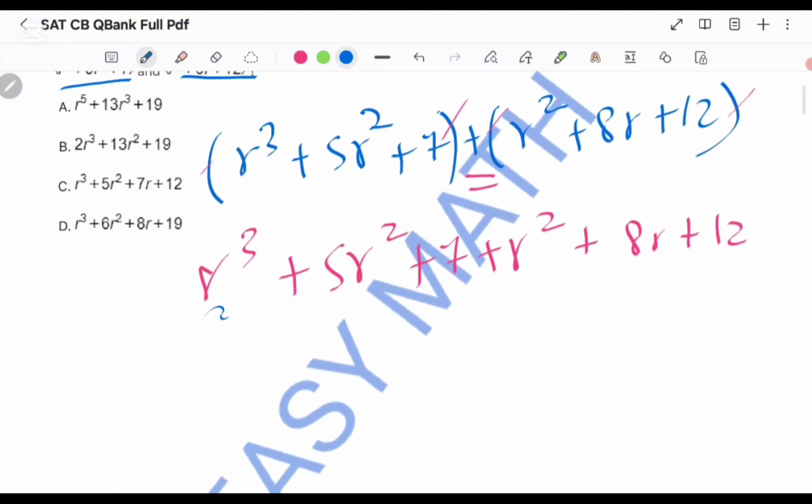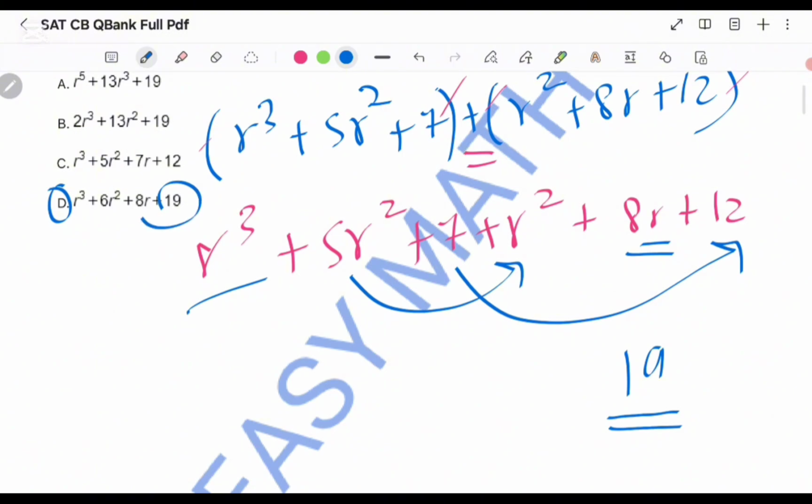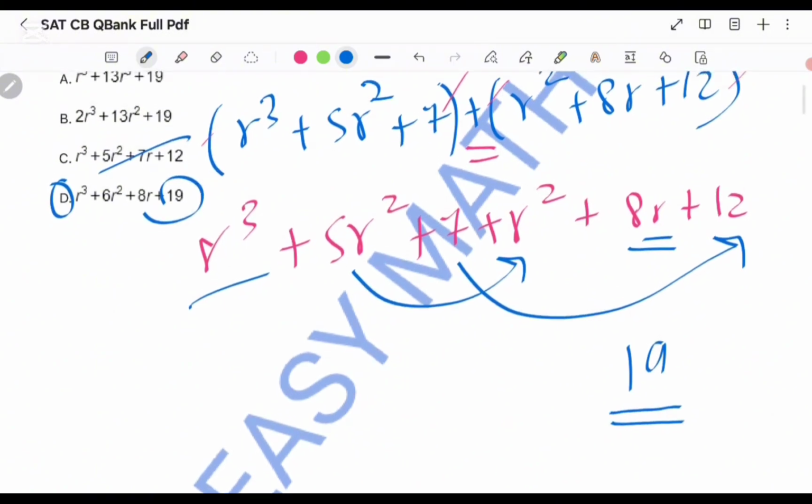So here I can see that this r power 3 doesn't have any like terms, but I can join these two, and I can also join these two, and I have the 8r fixed. So let's go with 7 plus 12. We have 19 as our constant, and I can directly go with C in this. Oh, sorry, not C. I can directly go with D in this case, because as you can see, we have 19 here. The 12 is out as our constant.